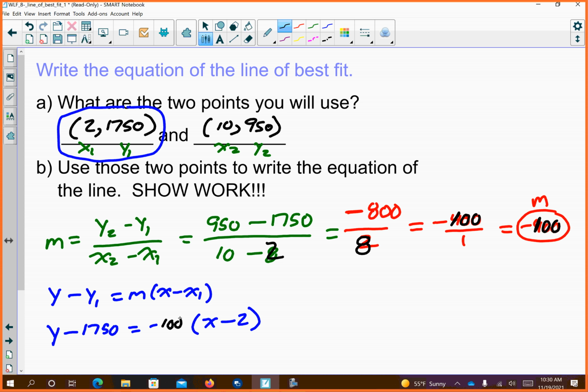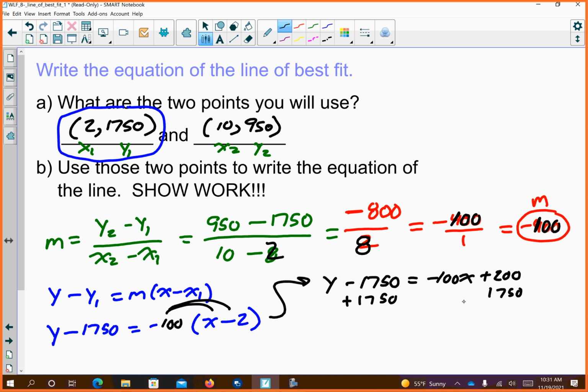All right. So then I'm going to go ahead and distribute over my parentheses. So I get y minus 1750 equals negative 100x. Negative 100 times negative 2 is positive 200. Do you feel comfortable with that? And then I'm going to add 1750 to both sides. So I'm going to get y equals negative 100x plus 1950.